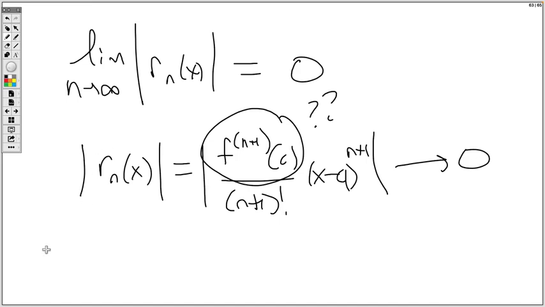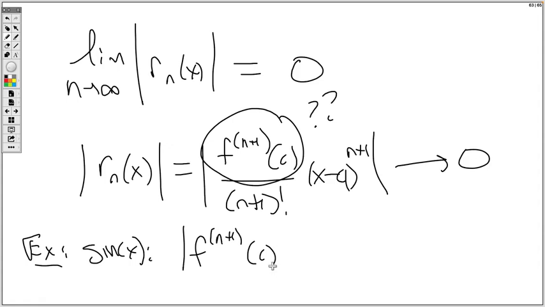So for example, with the sine of x, if I look at any derivative, what pops out from sine? You either get sine plus or minus, or you get plus or minus what? When you take derivatives, you either get sine or cosine. It doesn't matter which one you get. It doesn't matter what number you plug in, because sine and cosine are always trapped between what two values?